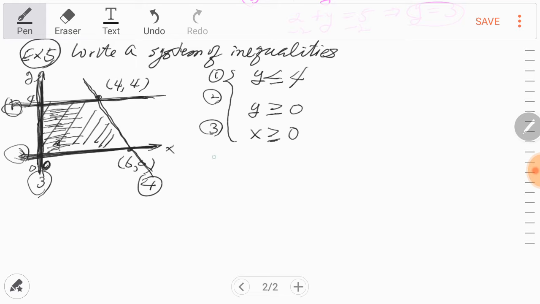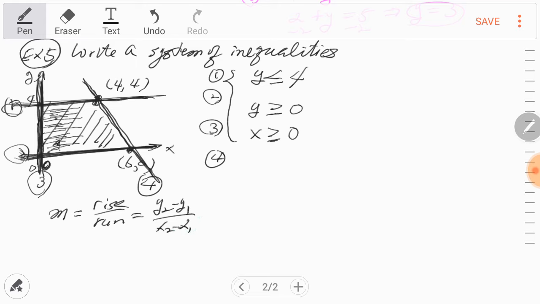Then number 4 is this straight line, and 2 points are given. To find the equation of this line we need 2 things: the slope and 1 point. Since 2 points are given, we can find the slope and use one of these points. The slope is rise over run, or y2 minus y1 over x2 minus x1.